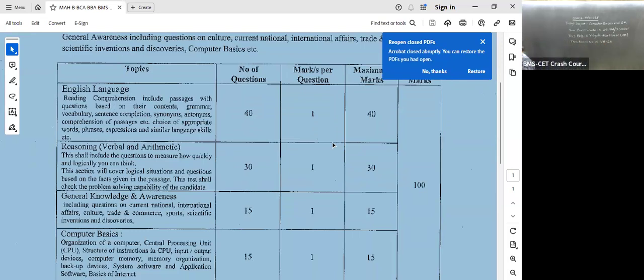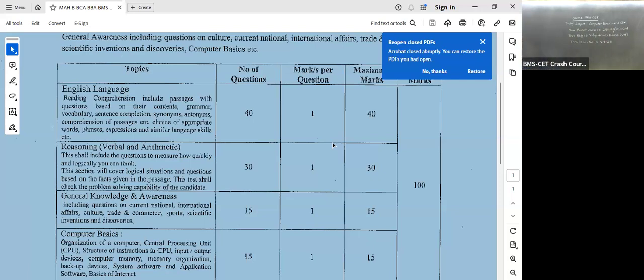Now, in general knowledge, they expect that you know something about current affairs. I don't know how much you read newspapers, but I think you should start from today itself. It's a suggestion that when I talk about general knowledge and that too current affairs, then you are definitely bound to read newspapers. So if you're not reading, at least till your exam, start reading.